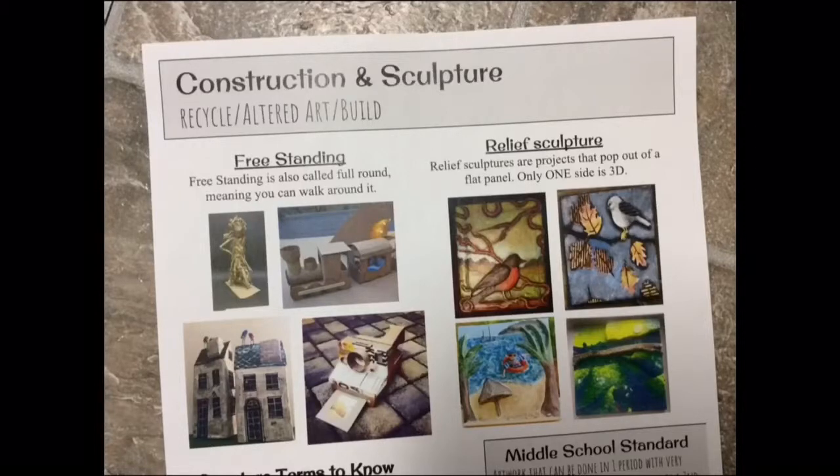Freestanding means that you're able to walk around it and see from all different points of view. Relief means that it's on a flat base, something like maybe cardboard, and it pops up. If you look from the side, you can probably see all the different layers of how it pops up, and when you lay it down flat, it just comes out at you.